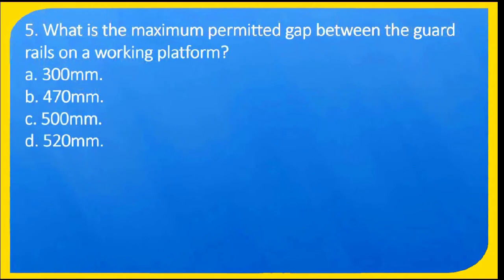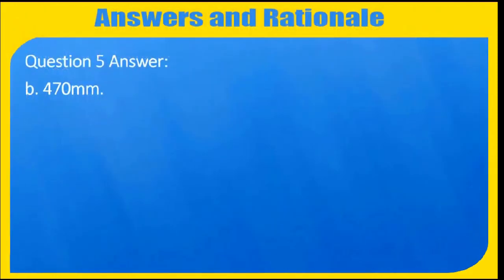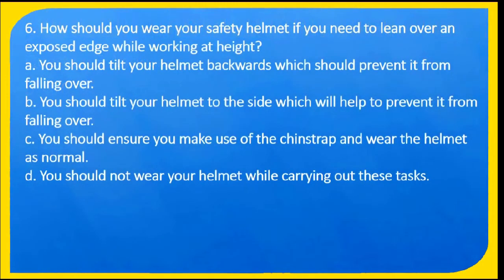Question 5. What is the maximum permitted gap between the guardrails on a working platform? A. 300 millimeters. B. 470 millimeters. C. 500 millimeters. D. 520 millimeters. Question 5. Answer. B. 470 millimeters.